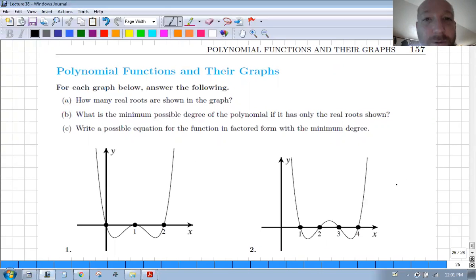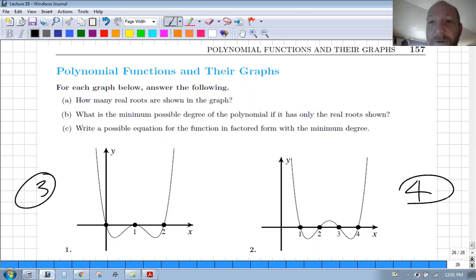All right, how many real roots are shown in the graph? This one has 3. This one over here has 4. What is the minimum possible degree of the polynomial if it has only the real roots shown? Well, this one's 3 and this one's 4. All right, every time this thing turns around, it increases by a degree.